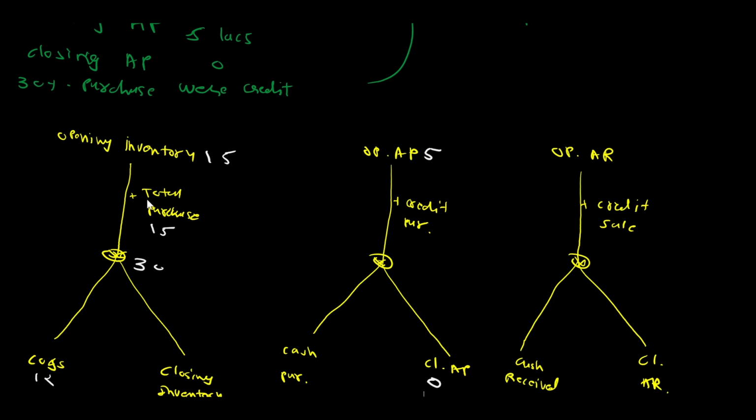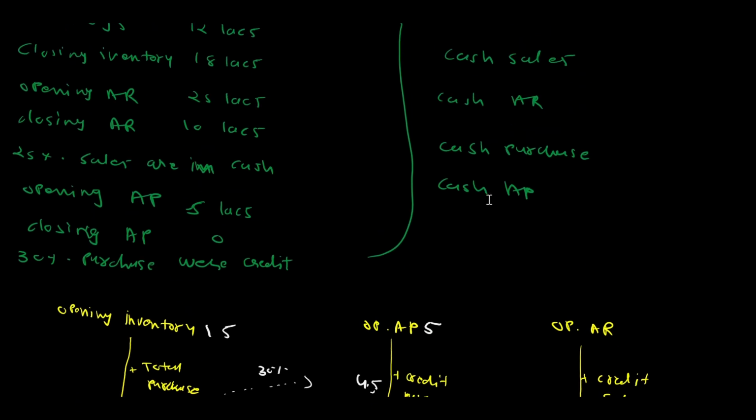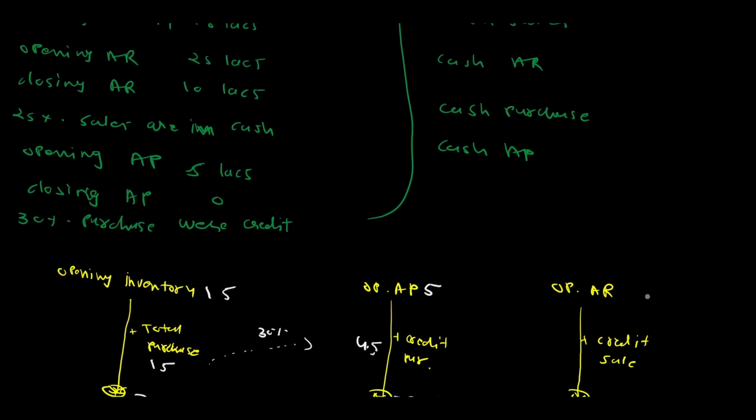If my total purchase is 15, then 30% of this, 4.5, is my credit purchase. If I know this and this, my x will be 9.5. If this is 9.5 and this is 0, then cash purchase is 9.5. Easy. Okay. Then the opening AR is 25 lakhs.